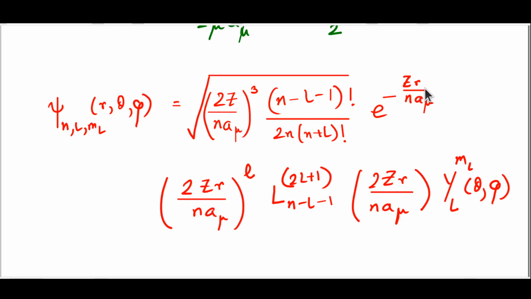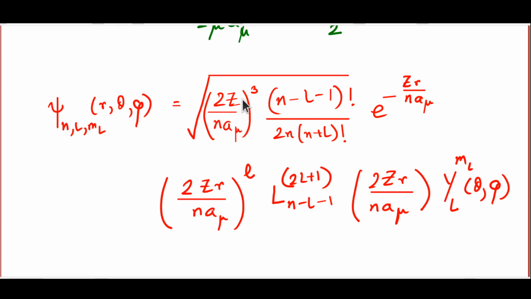This extra factor of 2Z by n mu a0 to the power 3 by 2 is actually what allows you to normalize the wave function in terms of dr. That is, the integral of psi mod square dr has to be 1 rather than the integral of psi mod square d rho. That gives you this extra factor of 2Z by n mu a0 to the power 3 by 2.